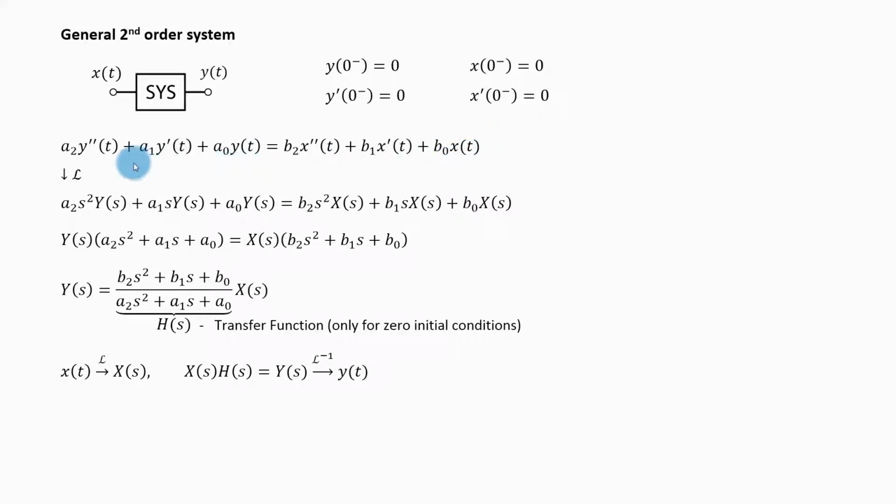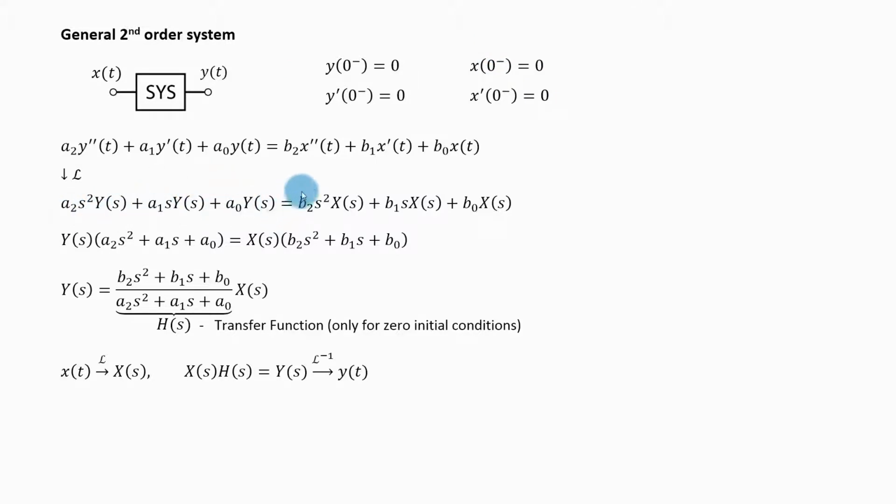When I do, I get this. This output y of t will become this Laplace image Y of s. This derivative of the output will become this Laplace image Y of s multiplied by s, and this second derivative of y of t becomes this Laplace image Y of s multiplied by s squared. I repeat that the initial conditions are 0. If they were not, you would see them here too.